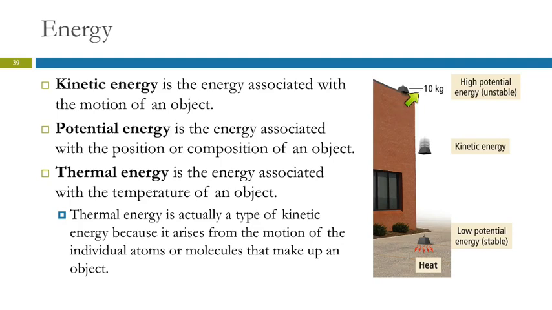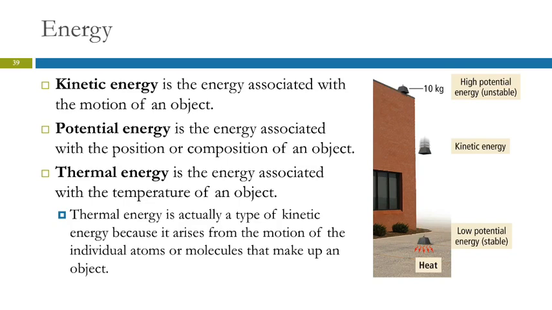Up here we have a 10 kilogram weight sitting precariously on top of this building. This is elevated above the ground. It has potential energy due to its position. If we give that a nudge, it's unstable, it's going to topple off the building and fall. As it gets closer to the ground, its potential energy becomes less. But that potential energy is turned into kinetic energy, the motion of that weight falling. It's going to fall faster and faster as it gets closer to the ground.